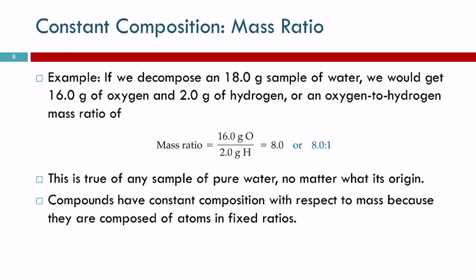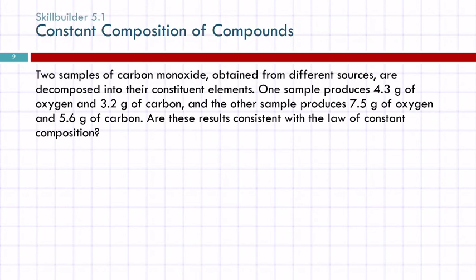The reason is that the water is a molecule composed of 2 hydrogen atoms and 1 oxygen atom, and it's always the same number of atoms of each element. Now it's 8 to 1 oxygen to hydrogen, even though it's 2 hydrogen atoms to 1 oxygen atom, because the oxygen atom weighs a lot more than the hydrogen atom does.